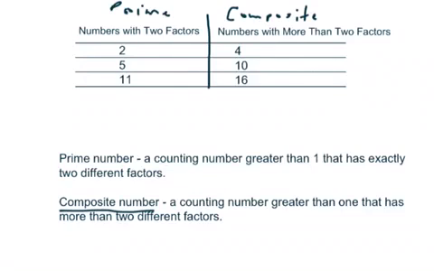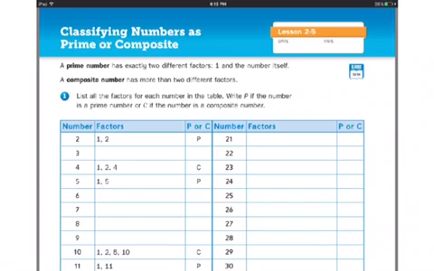Okay, so I think that's helpful information for you to think about, prime numbers and composite numbers, and exactly what they are. You're going to use that information to help you complete this page in your math journal. So page 44 in your math journal is classifying numbers as prime or composite. It reminds you right on the page what prime numbers are and what composite numbers are.